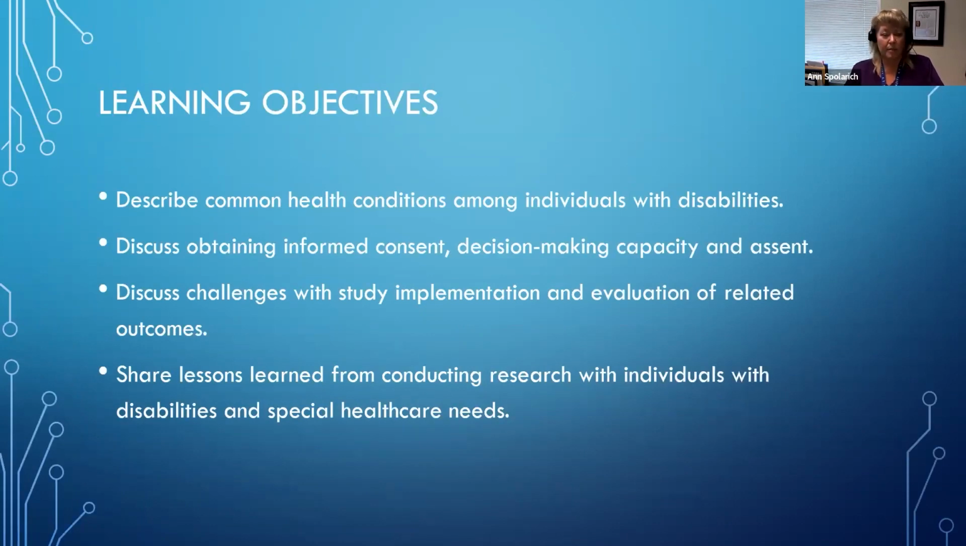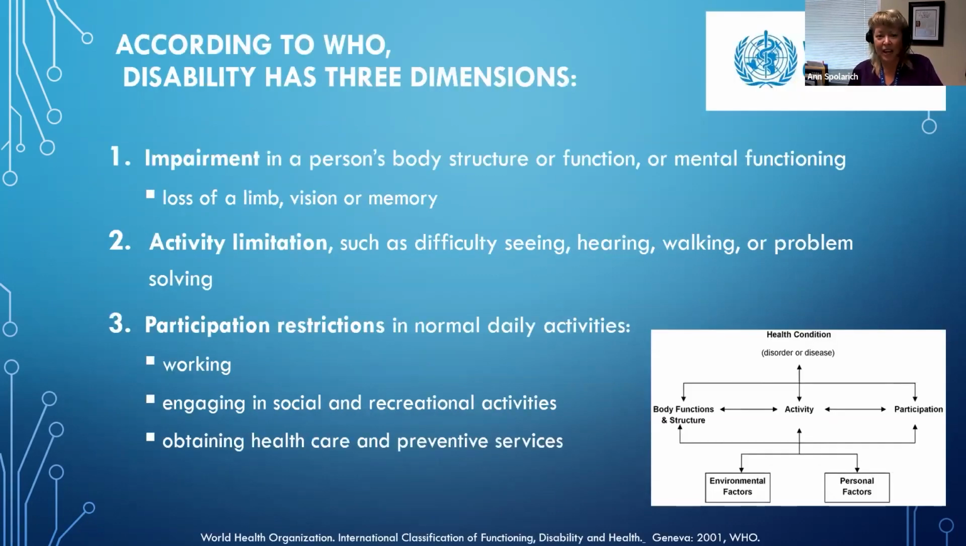So we've set some learning objectives for today. We want to take a few minutes to talk about some common health conditions among individuals who have disabilities. We'll talk about some challenges, including obtaining informed consent and assessing decision-making capacity and assent. We'll also talk about some challenges that we've encountered in terms of planning and study implementation and evaluation of outcomes. And we'll share some lessons that we've learned through conducting research with individuals with disabilities and special healthcare needs. So that is our plan for today. So Dr. Perry, I'm going to have you pick up from here.